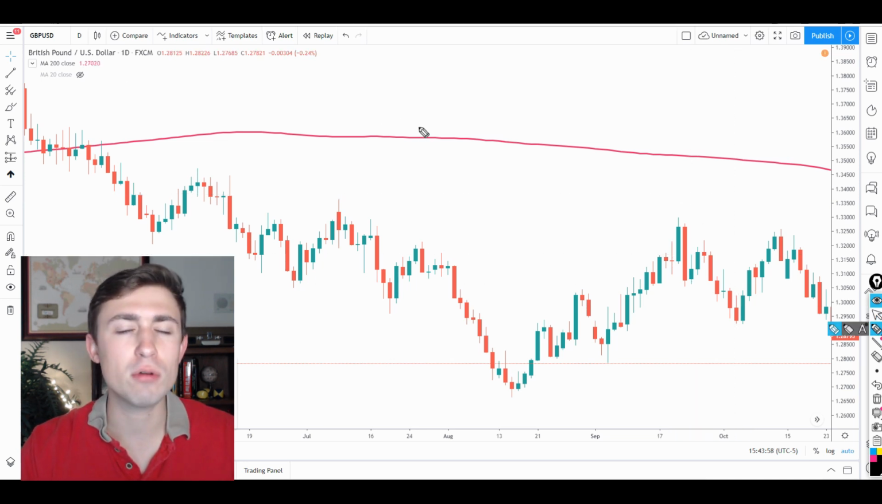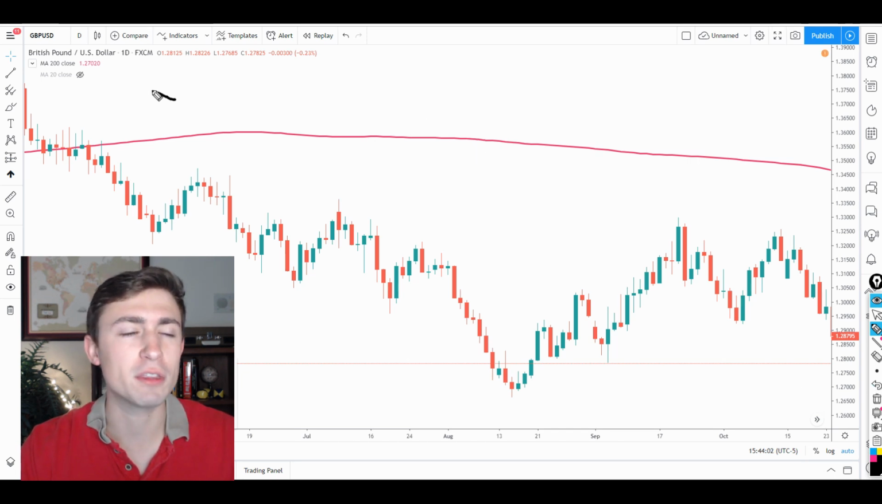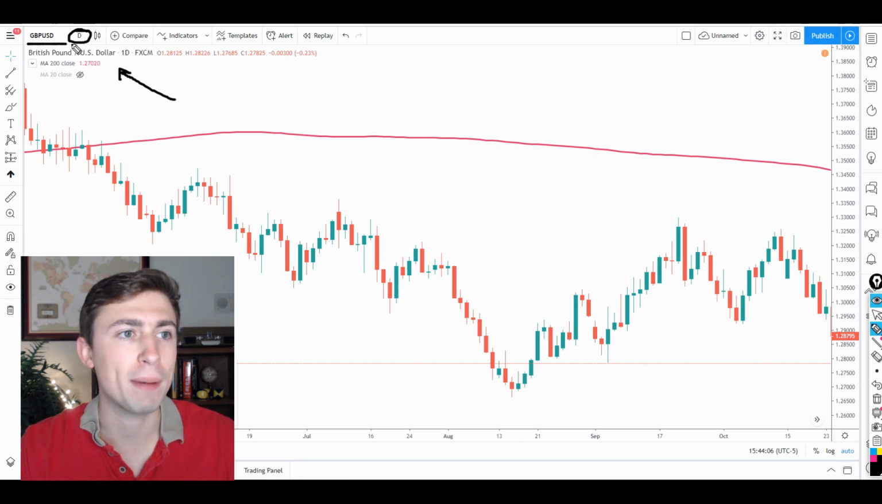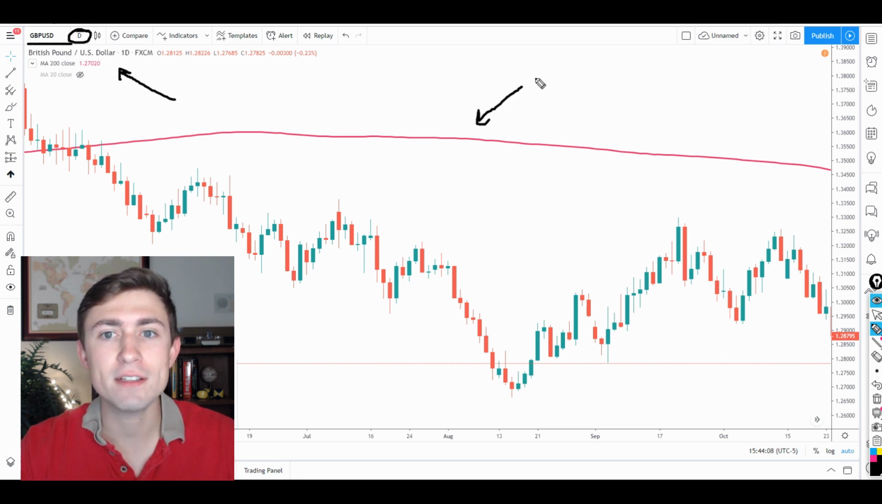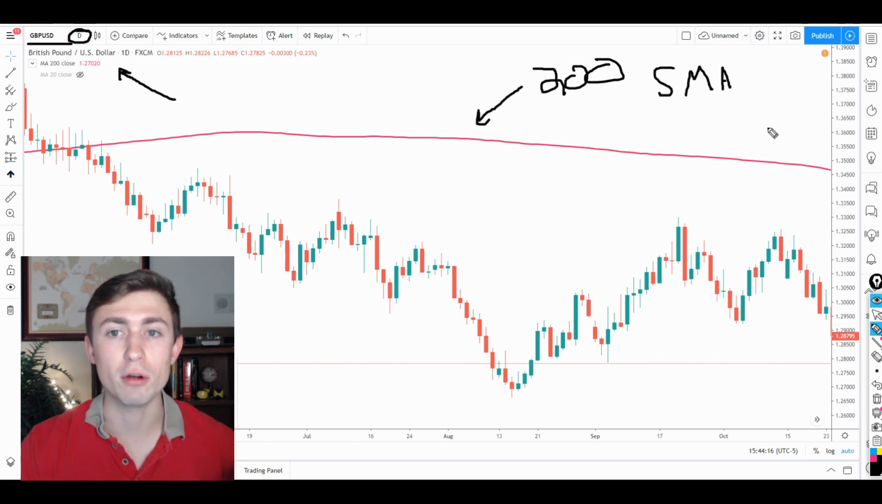I'm not talking about the 200 period by itself. I'm talking mostly specifically about the 200-day moving average. I've got a daily chart pulled up here on the pound USD, and this right here is a 200 period SMA, right? Simple moving average, the most basic kind of moving average, and I'm using a 200 period.